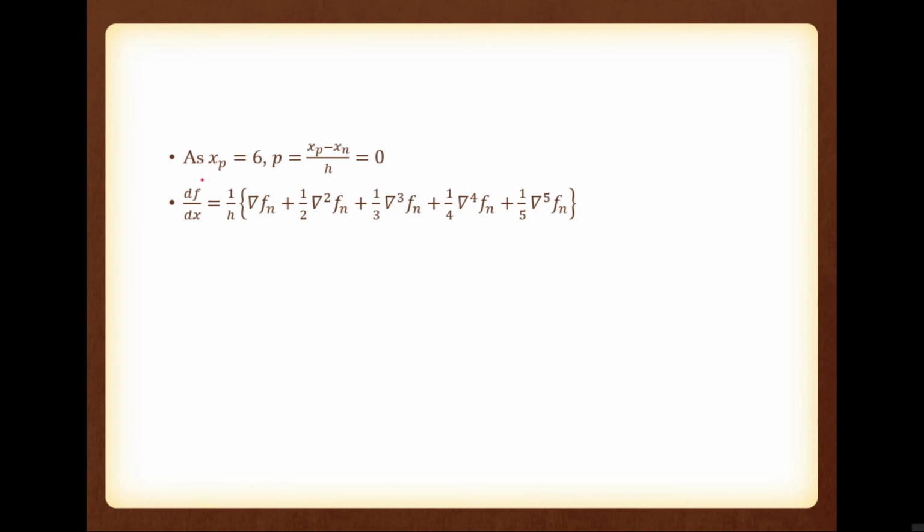Now, as p equal to 0, please go through the previous equation, df by dx. If you remove the p terms, then we have 1 by h into del fn plus 1 by 2 into del square fn plus 1 by 3 into del cube fn plus 1 by 4 into del raised to 4 fn plus 1 by 5 into del raised to 5 fn. Actually plus etc. is there, but here I am not considering that. So df by dx is equal to this one. Is it clear to all of you?